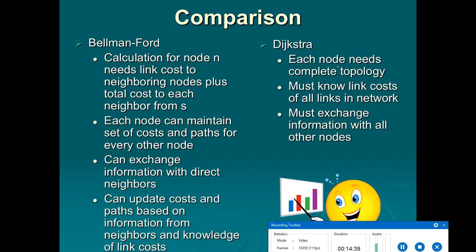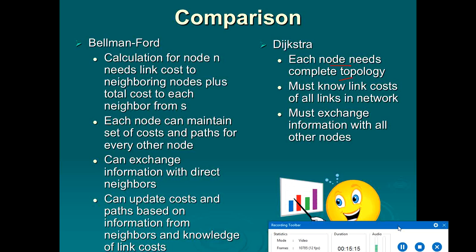Now in case of Dijkstra, each node needs complete information on the topology. It must know the link cost of all the links, and it must exchange information with all the other nodes. So to sum up, in case of the Bellman-Ford algorithm, in step 2, the calculation for any particular node involves the knowledge of link cost to all the neighboring nodes of that node, plus it also requires the total path cost to each of those neighboring nodes from a particular source node.